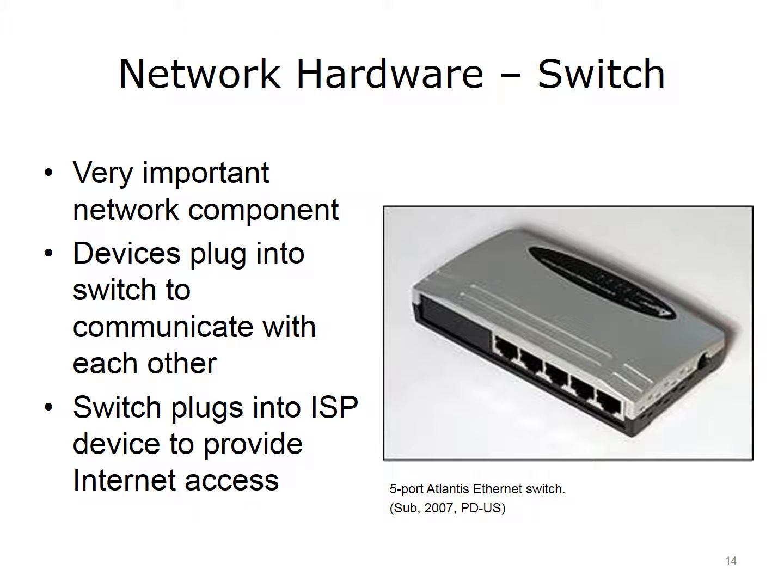One of the most important pieces of hardware in a network is the switch. Wired devices plug into the switch via an Ethernet cable to communicate with each other. In other words, if a computer has a wired NIC installed, then a user would plug a network cable's RJ45 jack into the NIC, and then plug the RJ45 jack on the other end of the cable into one of the ports shown on the switch. Then any other device that is plugged into that switch will be able to communicate with the computer. The switch then plugs into an ISP device to provide internet access.